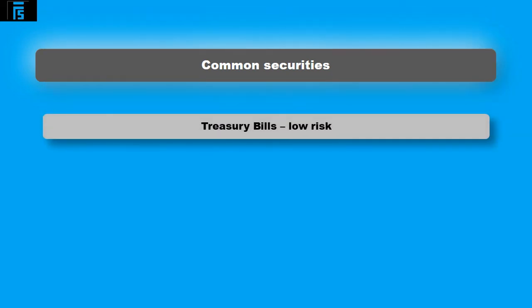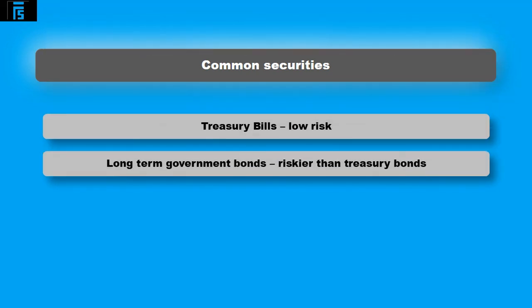Treasury Bills. These are short-term debts sold by a government at a discount. Because they are short-term, they are considered low risk. Long-term government bonds. The level of risk attached to them depends on the financial stability of the country issuing them. Their value will fluctuate in line with the changes in the country's interest rates. Because they are riskier than Treasury bills, they have a higher rate of return.